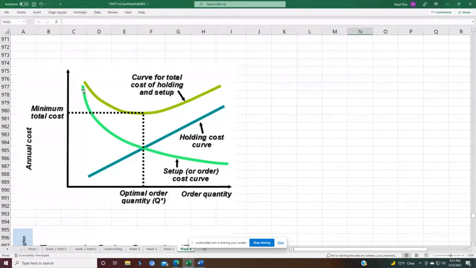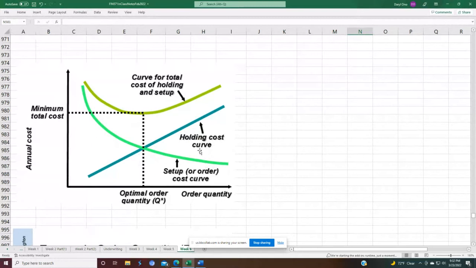Versus if you're going to make a lot of little orders throughout the year, real small orders, your ordering costs are going to be very high because you're making all of those orders, while your warehousing costs are going to be low because there's not much to warehouse. Everything that you need is available almost immediately. So your warehousing costs are going to be low, but your ordering costs are going to be high because you're placing so many orders.